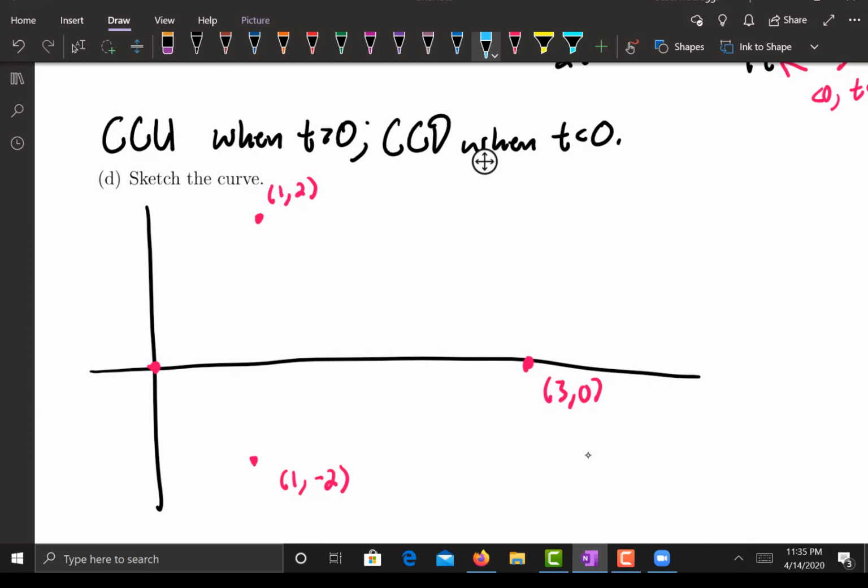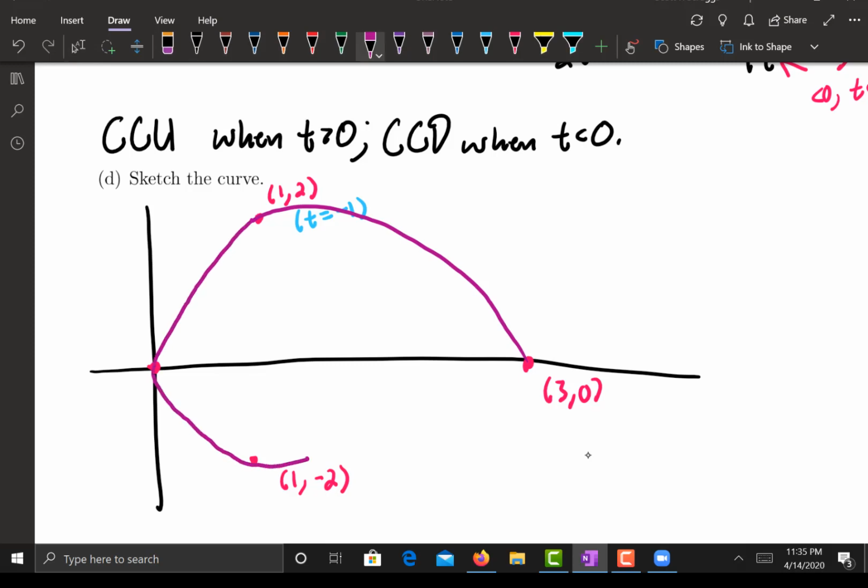Keep in mind that at (1, 2), I had that when t was equal to -1. Because I'm negative here, that means I'm going to be concave down. I'm going to keep following that as I keep going. And essentially I will form a little fish, knowing that I'm concave up when t is greater than 0. And I'll note that that's when I got when t equals 1. And so the parametric equation, the flow, looks like that.